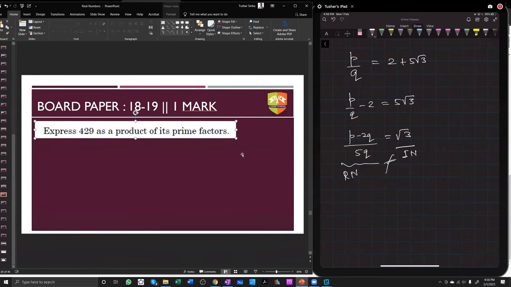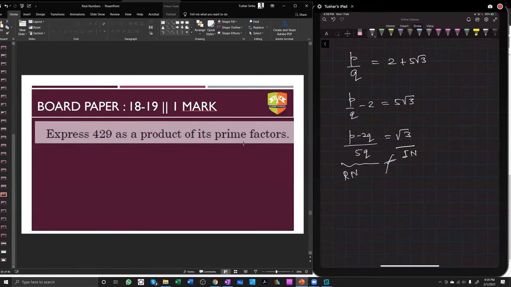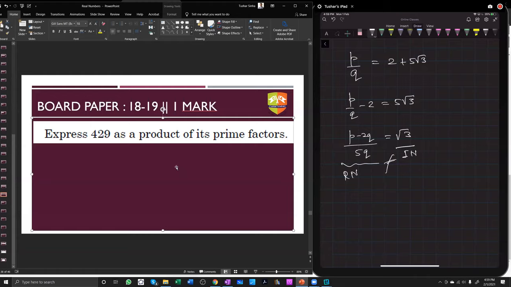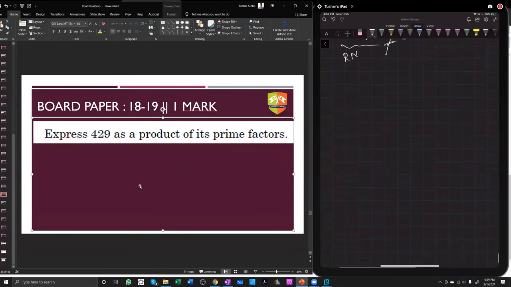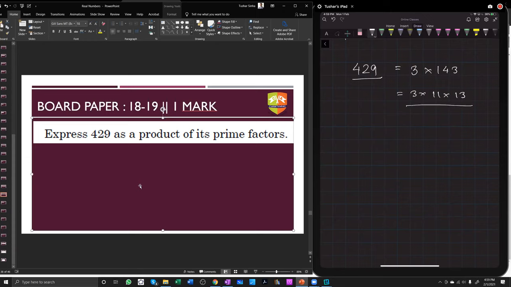Good. So express 429 as a product of its prime factors. Is it a prime number? So this is one marker again. 429, clearly no. It gets divided by 3. So what are the factors? 429 is 3 times for sure. So 3 into 143. And 143 itself is divisible by 11. So this is 3 into 11 into 13. Perfect. Cool.